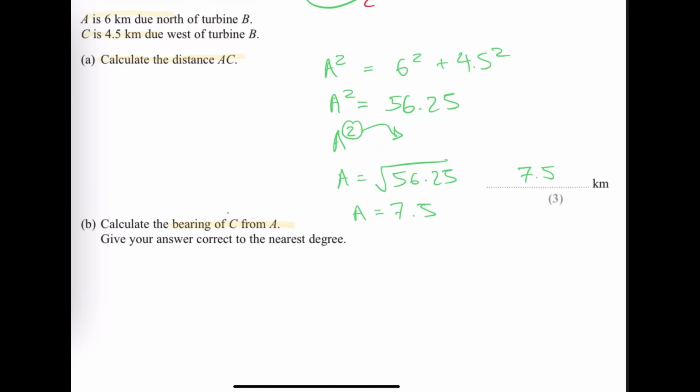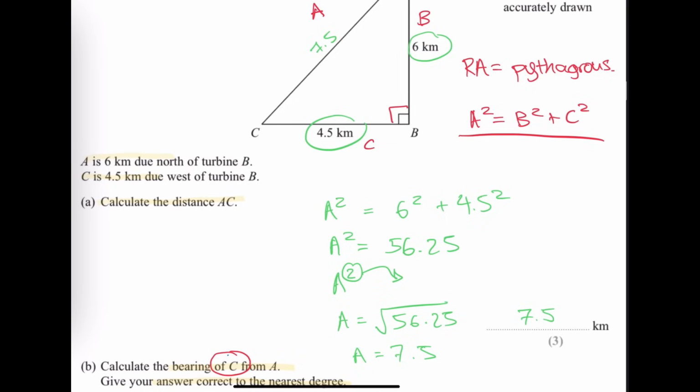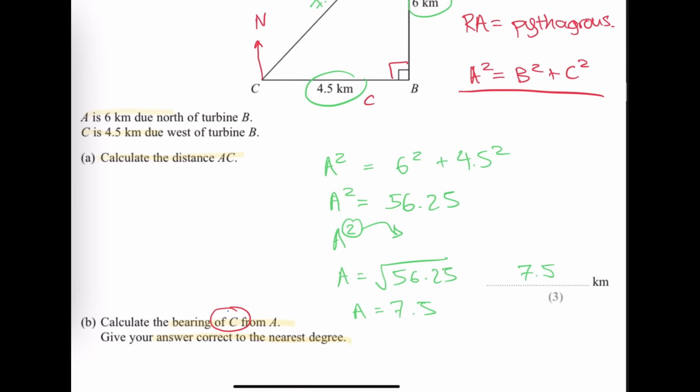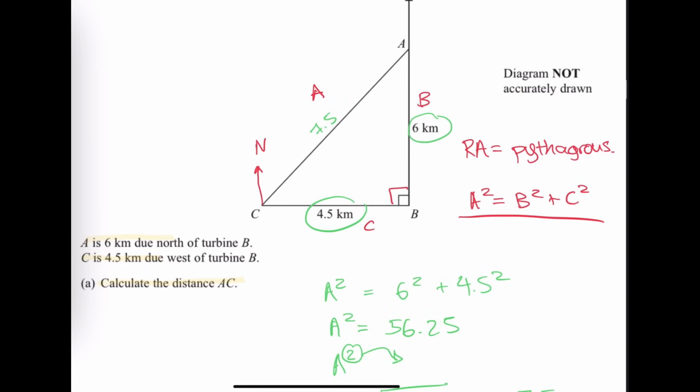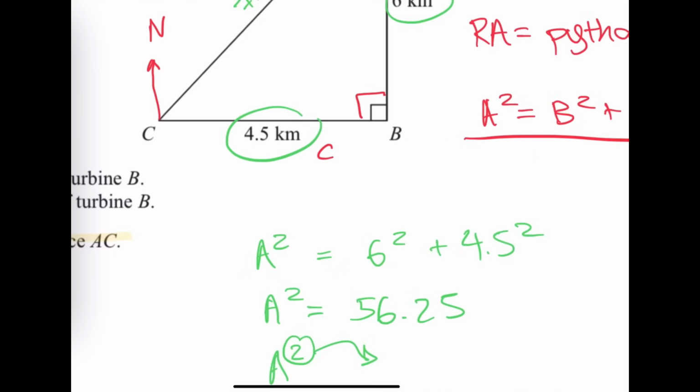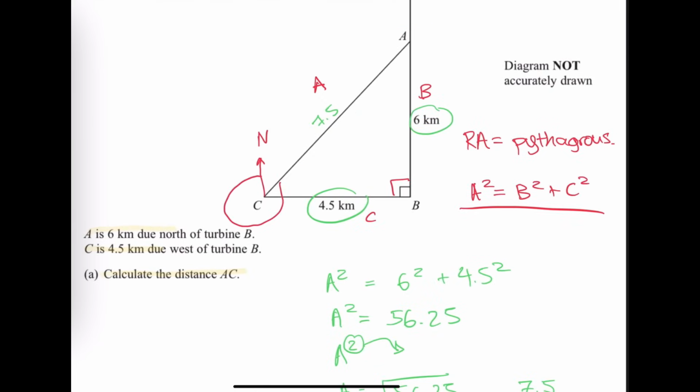Calculate the bearing of C from A and give your answer to the nearest degree. Now they want the bearing and they want it of C. So first thing we'll do, we'll put our north line from C. This is the most important step. And we want this from A. So we're going to start from A, which is over here. They want this over here, all of that.